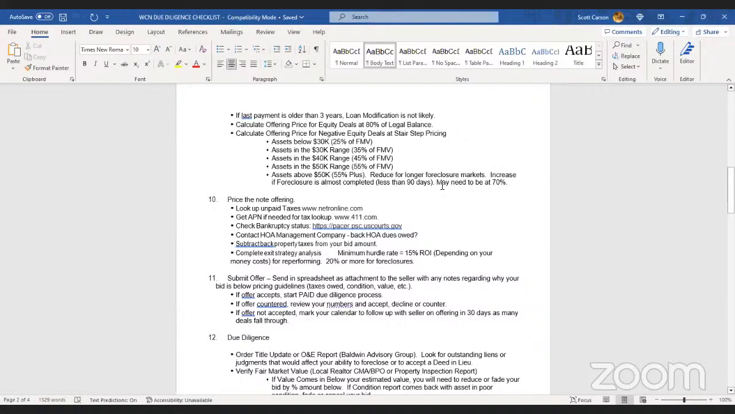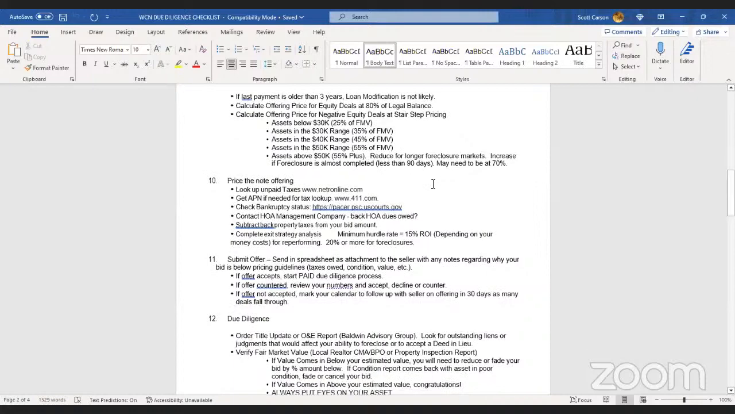Now, if it's in a longer foreclosure market, reduce it. If it's in a faster foreclosure market like Texas, Georgia, you may need to bump it up to 70%. It's going to vary on an asset-by-asset basis, how far behind they are, if they've started legal or haven't started legal within the state foreclosure time frame, okay?